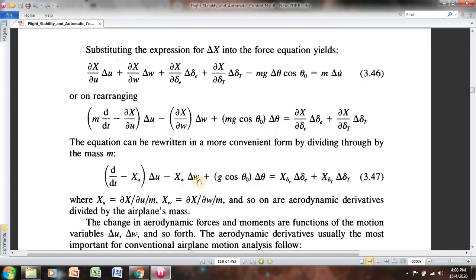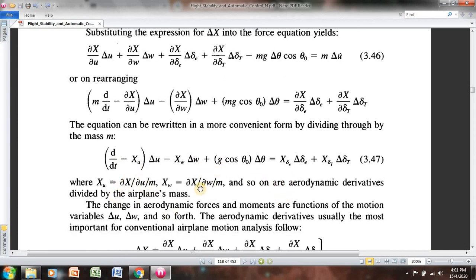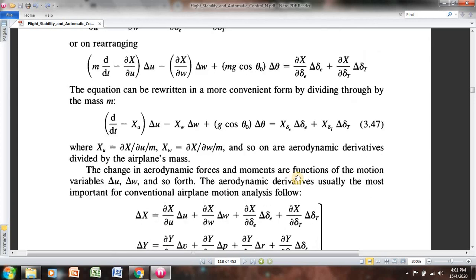Okay, and then you arrange again. Within that you cancel out all the m, the mass, because you have all the mass here. So you divide by the m. Now this derivative becomes a special derivative. It means this one divided by mass. So this is the change of force, multiplied by this, at the end we get force. You divide by m, what you get is acceleration. So this derivative is basically acceleration per unit angle of elevator deflection. Okay, so divide all this by mass, and you get all this. Now this derivative is what you need to calculate.